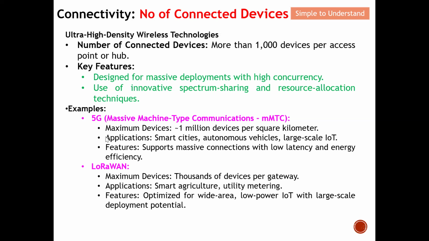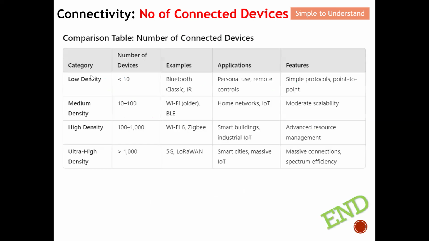So I put everything on the number of connected device on this table here. You can see that this is low, medium, high, and ultra high density. You can see that the number of device that can hook up to the gateway also increase when you move from low, medium, high, and ultra high. And these are some of the example of the wireless connectivity that fall under the different category, in terms of the density, some of the application, and also some of the feature which I have covered.